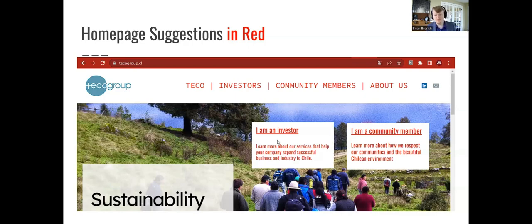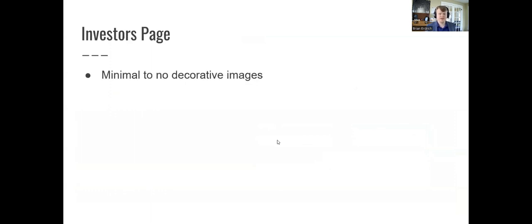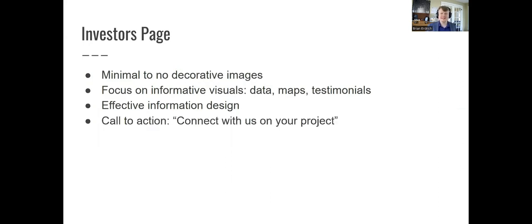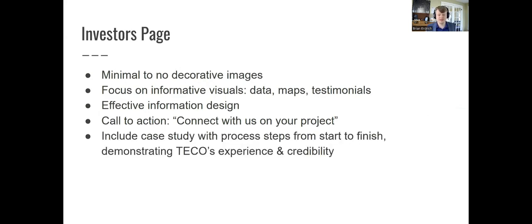So if we go into the investor page, it would have minimal to no decorative images. It would focus instead on informative visuals, data, maps, testimonials. We want really effective information design here so it's very easily scannable and it hooks people very quickly. We need a call to action in each of these pages, but in here, call to action: connect with us on your project. Many of our testers said that the point of the website was to give general information about TECO. If you want investors to engage with you, you need a call to action there saying, connect with us on this project.